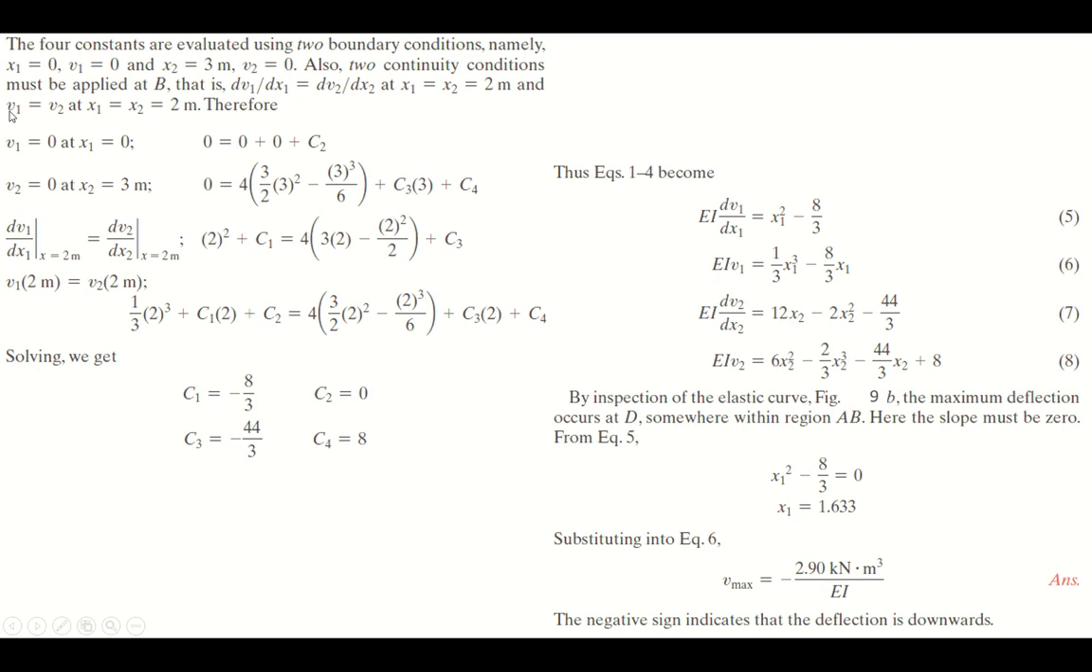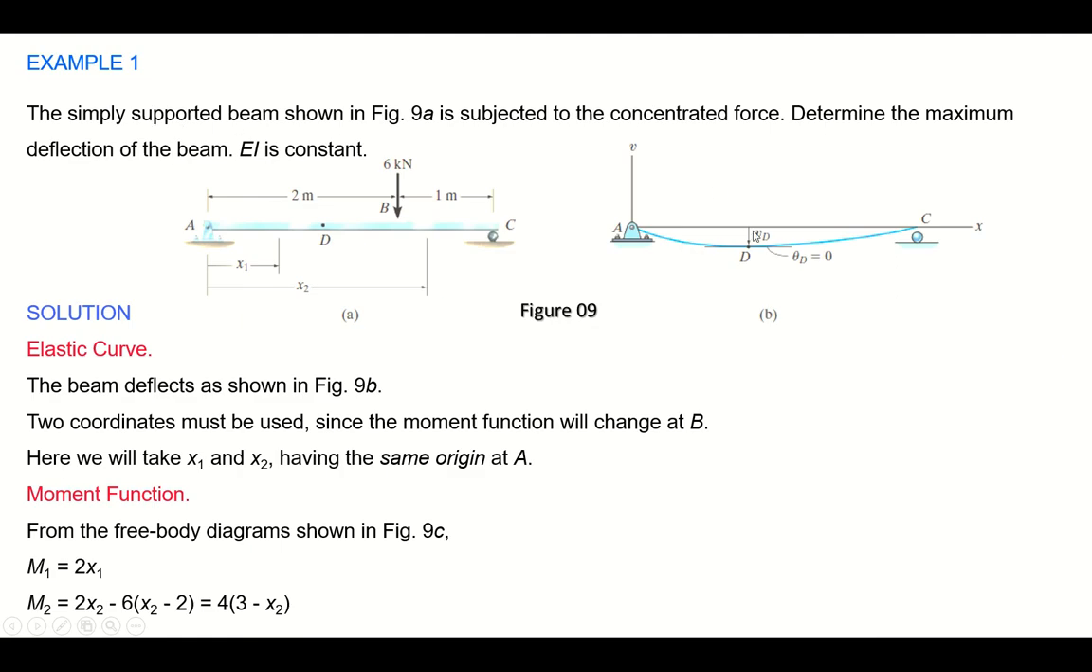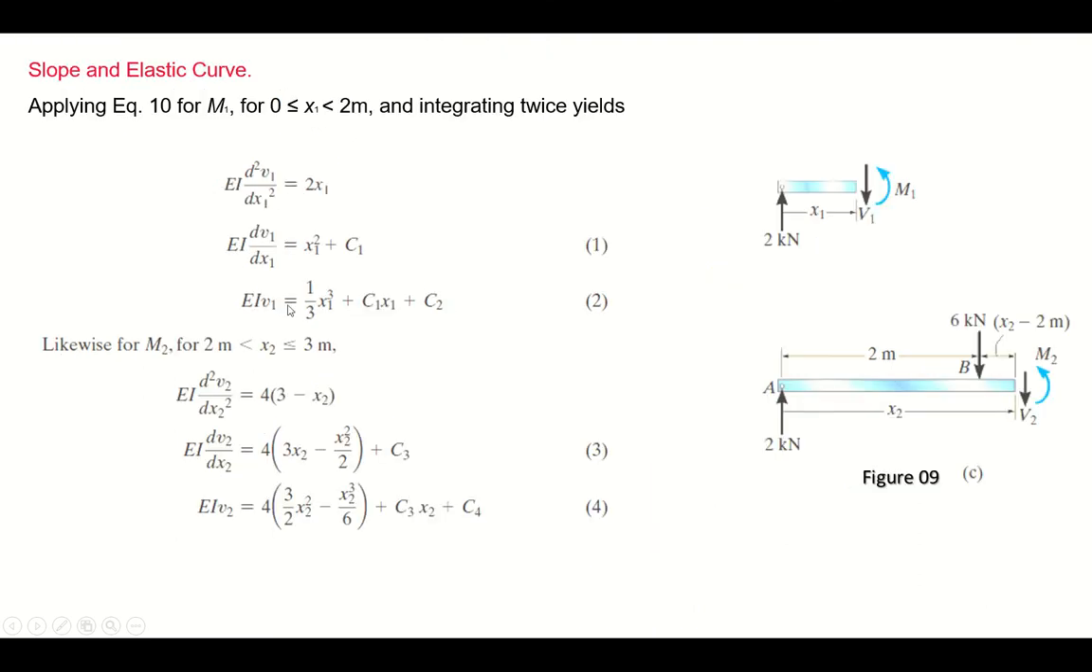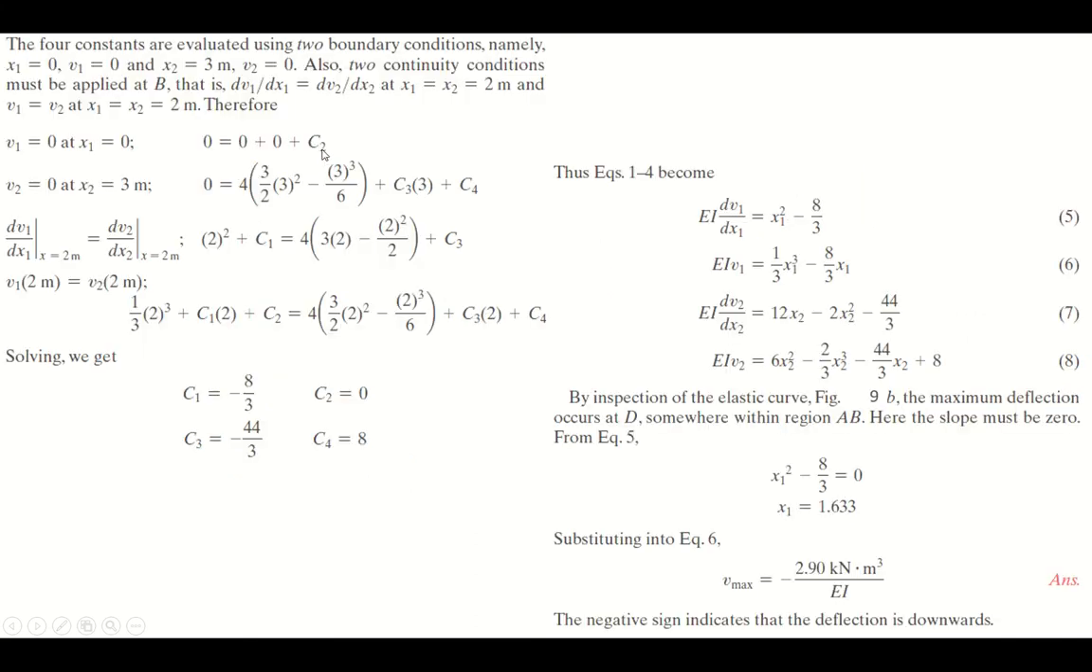And the second continuity condition is mu1 is equal to mu2 at x1 equal to x2 equal to 2 meter. And it is quite understandable that at B the mu will be the same if you use any of the equations, right? So we can use these four equations. For example, mu1 is equal to 0, this is the first boundary condition. When mu1 is equal to 0 and x1 is equal to 0, if you put 0 in this equation, you are only left with c2, right? So equation 2 comes out that c2 is equal to 0.